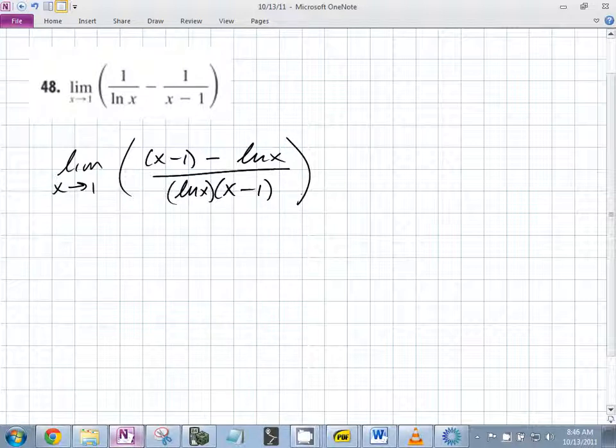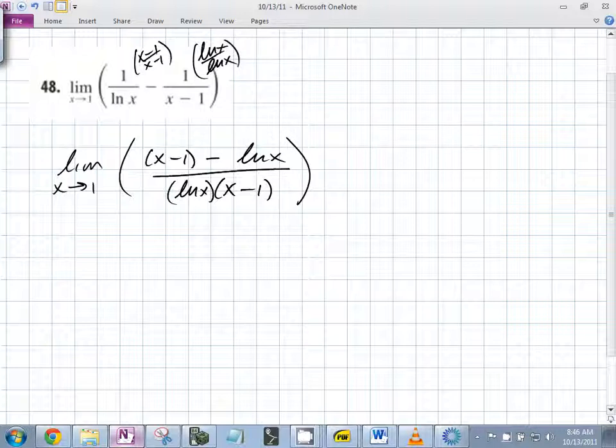No, it should be, because you're multiplying this one by x minus 1 over x minus 1, and you're multiplying this one by ln x over ln x. Right? Okay, so we have that. So what could we do now? Apply L'Hopital's rule. Why? Because as x approaches 1, the denominator goes to 0, and the top goes to 0 as well. That's correct. So if we can apply this, take the derivative of the top, what do you get?